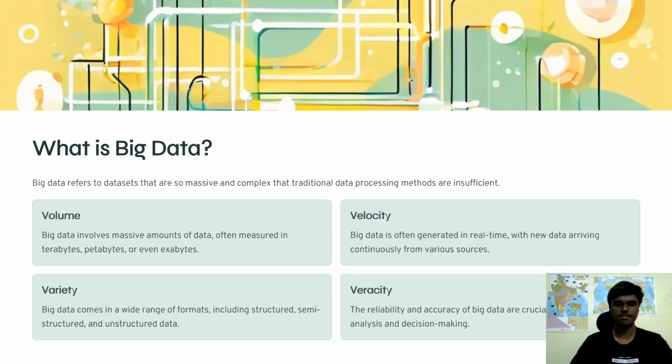So what is big data? Big data refers to data sets that are so massive and complex that traditional data processing methods are insufficient. The four V's are, the first one being volume. Big data involves massive amounts of data, often measured in terabytes, petabytes, or even exabytes.